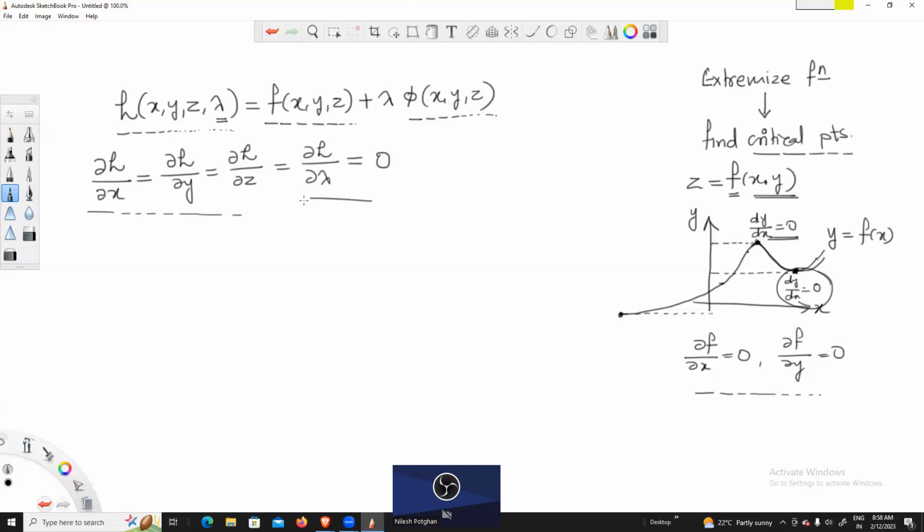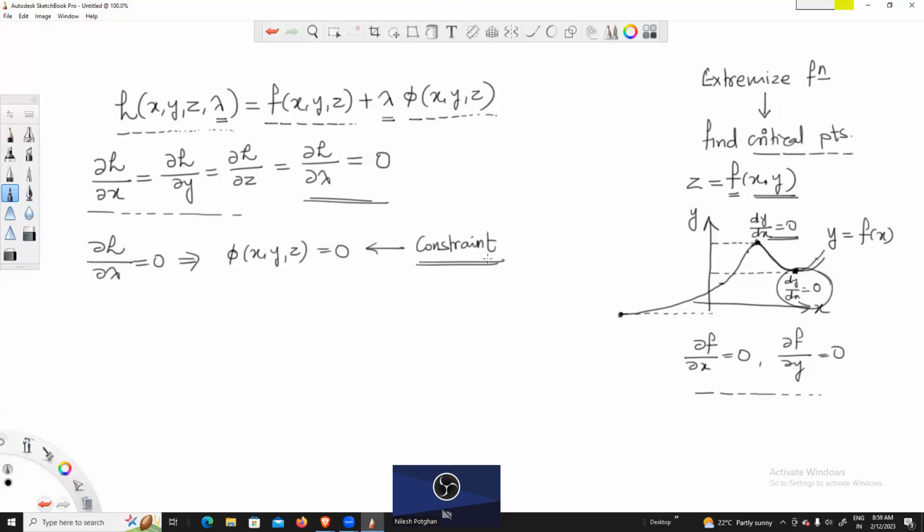Now look at this particular equation over here. Suppose I set this equal to 0, and if you look at the function form, this f only depends on x comma y comma z. This does not involve lambda, and lambda is involved over here only. So if I differentiate partially with respect to lambda, I get this particular equation, phi of x comma y comma z equal to 0, and this is nothing but my constraint.